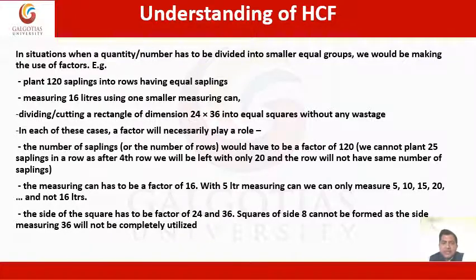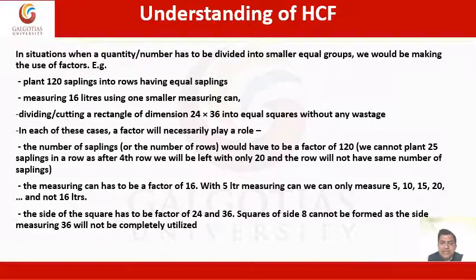Now, can I make 10 saplings in every row? Yes, I can make 10 saplings every row. So in total, I'll have 12 rows. Can I make 20 saplings every row? Yes, I can. That will make 6 rows. All the 6 rows will have an equal number of saplings.